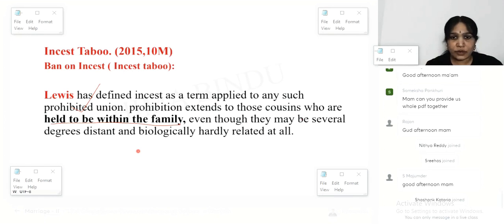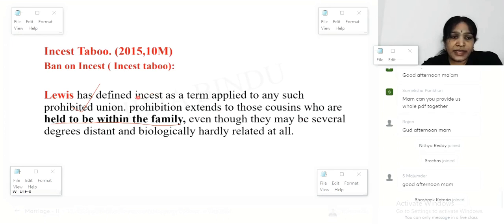A person belonging to your gotra has a brotherly relation. But if somebody asks how he became a brother to you, what is your exact relation with him, we cannot say, we do not even know. He is so distant, but considered as a brother. So even though they may be several degrees distant and biologically hardly related at all, two people belonging to the same gotra are considered brothers and sisters. Is there a rule that they have to be biologically related? No. They may not even know each other. This is how Lewis defined the word incest.